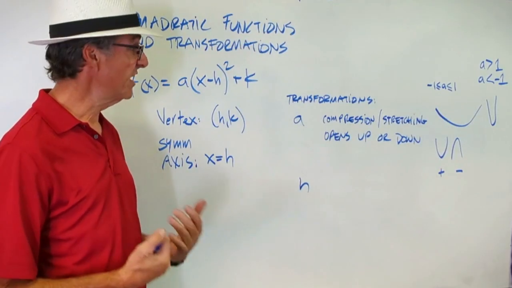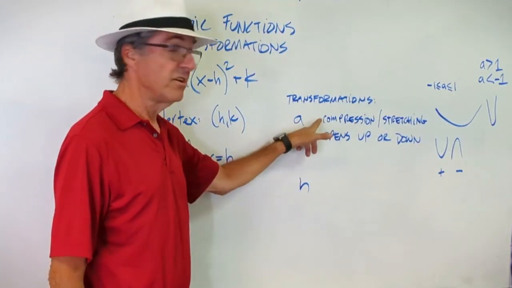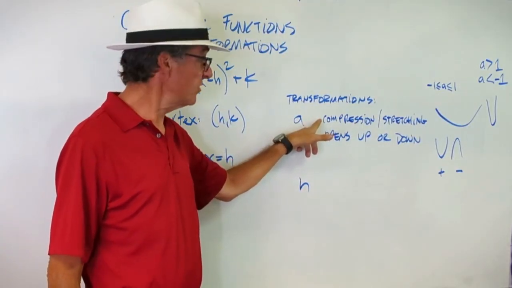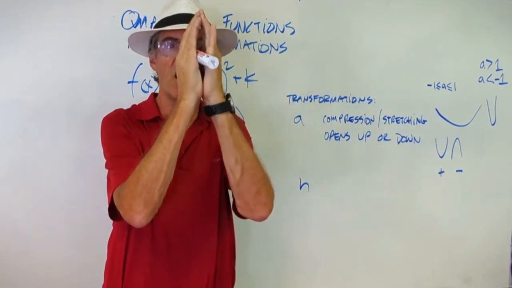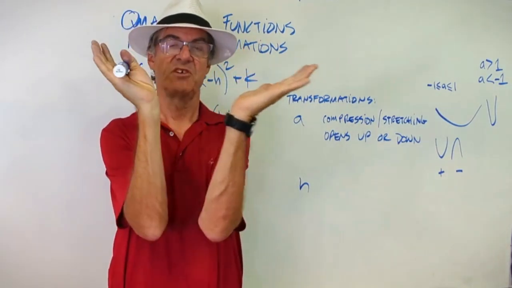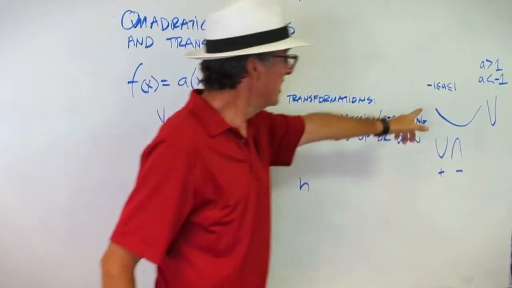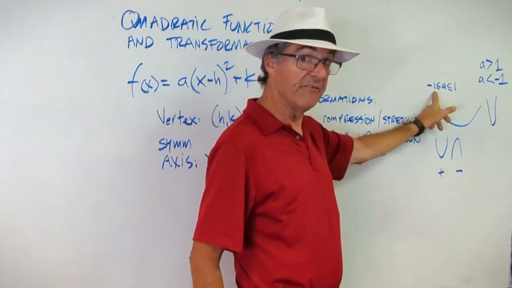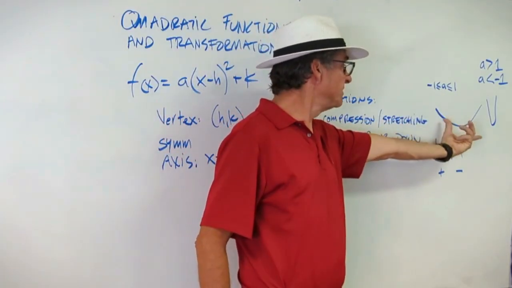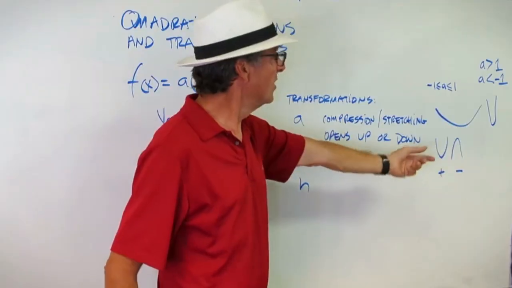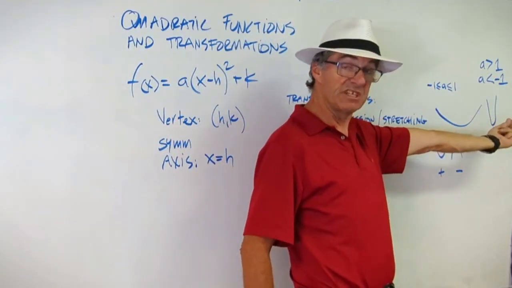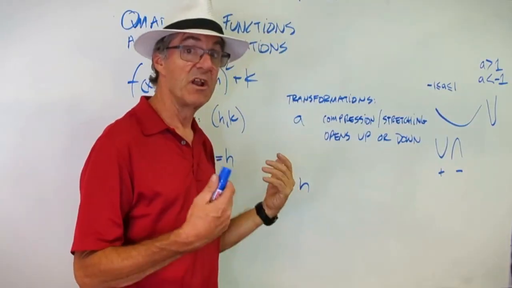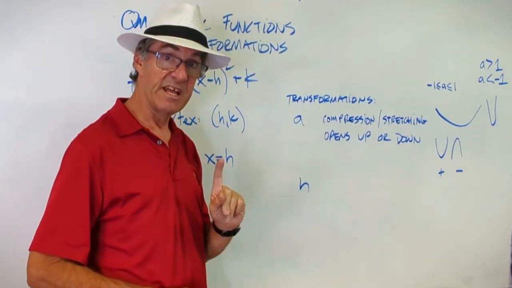All right, let's look at a. a handles the compression or the stretching. So compression is when the parabola gets pinched and makes it more narrow. Stretching is when it opens up and makes it more wide. So when a is between -1 and 1, it opens it up, it stretches it. When a is either bigger than 1 or less than -1, it pinches it down, compresses it, or makes it more narrow. So that's the first thing that a does.